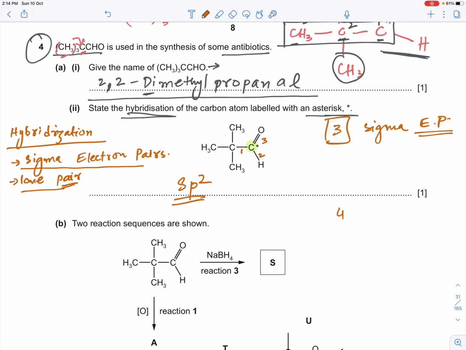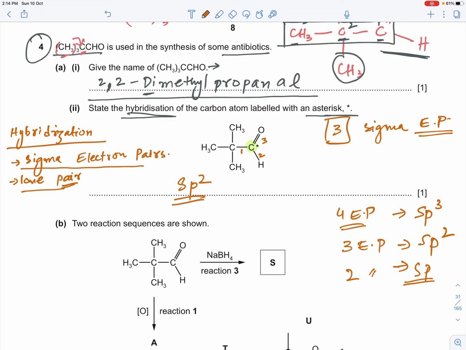If an atom has 4 electron pairs around it, the sum of the sigma electron pairs and lone pairs is 4. It doesn't matter if all 4 are sigma electron pairs, or if 3 are sigma electron pairs and 1 is a lone pair, or 2 sigma electron pairs and 2 lone pairs. If the total of sigma electron pairs and lone pairs is 4, then the hybridization is sp3. If the total is 3, then the hybridization is sp2. And if the total of the electron pairs is 2, then the hybridization is sp. So this is just a simple formula for finding the hybridization.